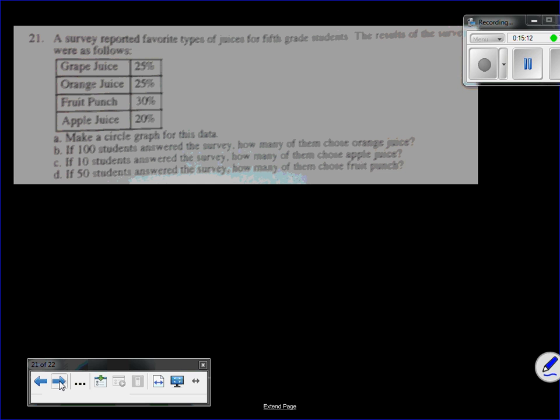Hey, let's take a look at these problems. We're going to make a circle graph for this data. I'm not going to make that, but you're going to be doing that with your scratch paper here. But I will be solving B, C, and D.